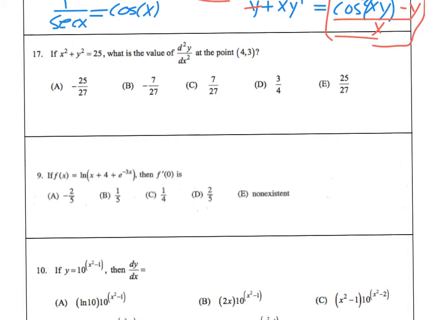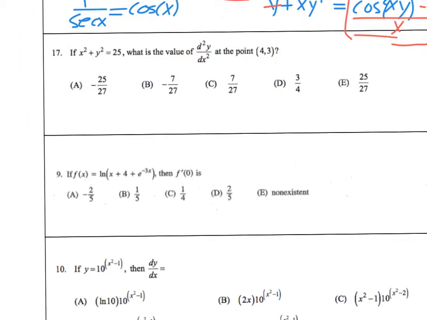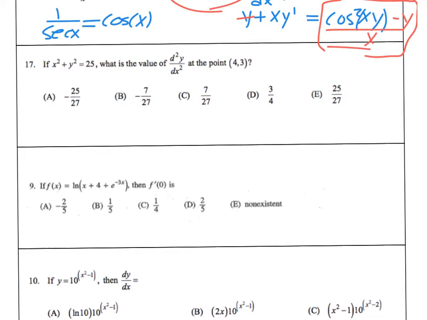For number 17, we're taking the second derivative. That's what this notation means. And this is going to be kind of fun as well. So we're going to start off with the first derivative, which would be 2x plus 2y y prime is equal to 0. And to get the y prime by itself, we end up with y prime is equal to negative 2x divided by 2y, which is negative x over y.